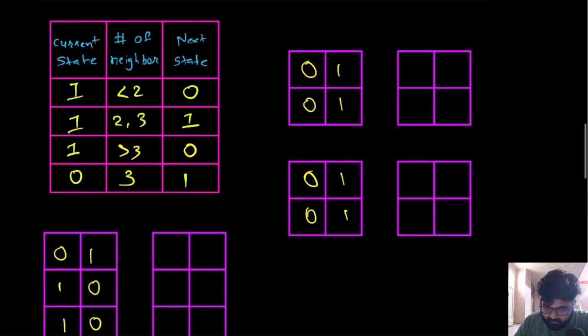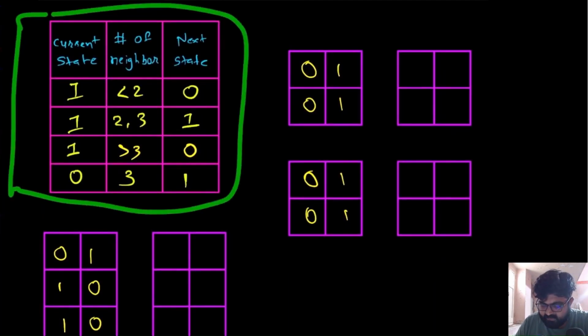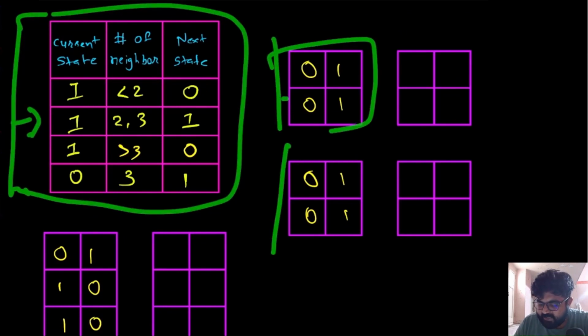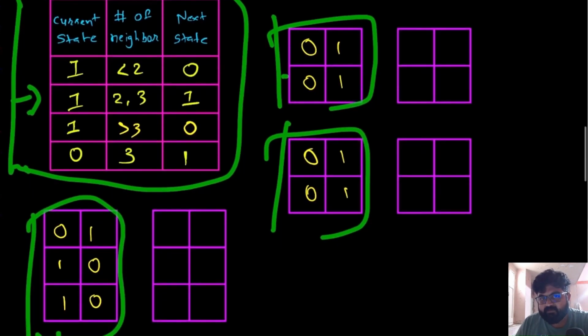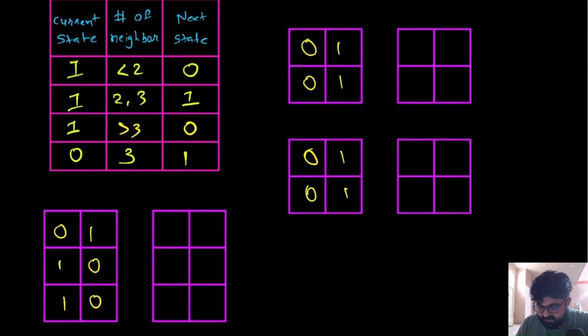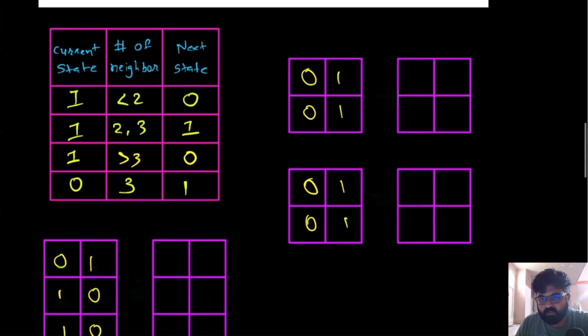These are the only 4 rules that we are concerned with for our game of life, and initially we would be given an example that looks something like this, where on an m cross n grid we are given some values that represent live and dead cells, and we need to find the next subsequent states based on these 4 rules. So this is the whole ask of the problem.